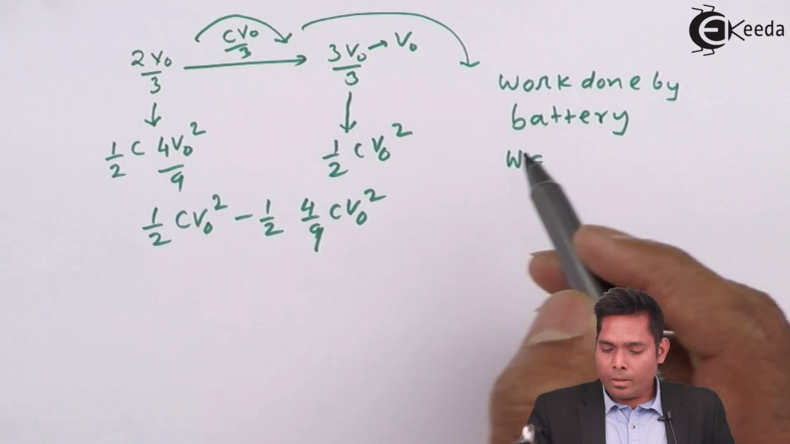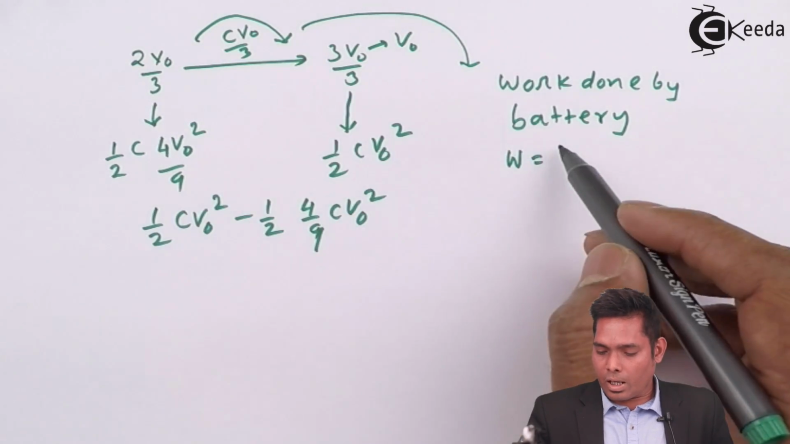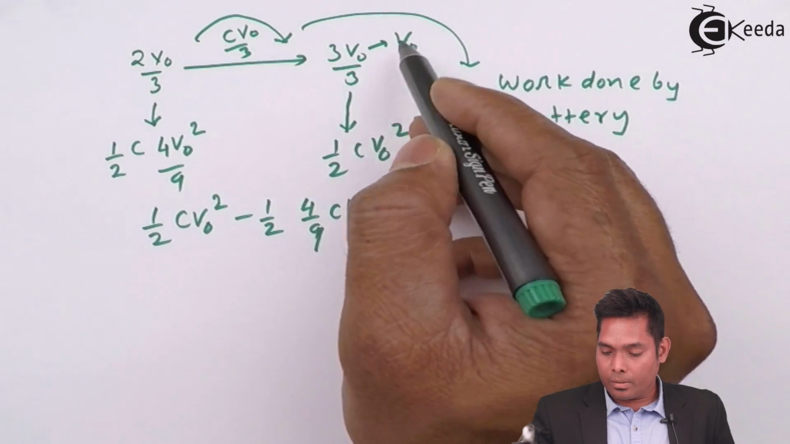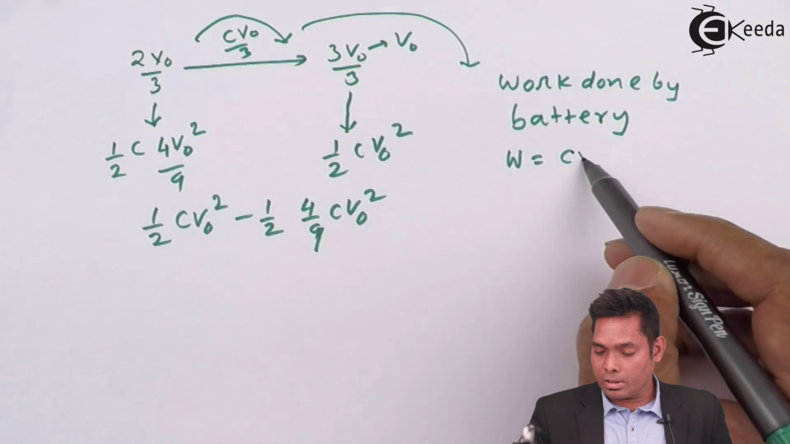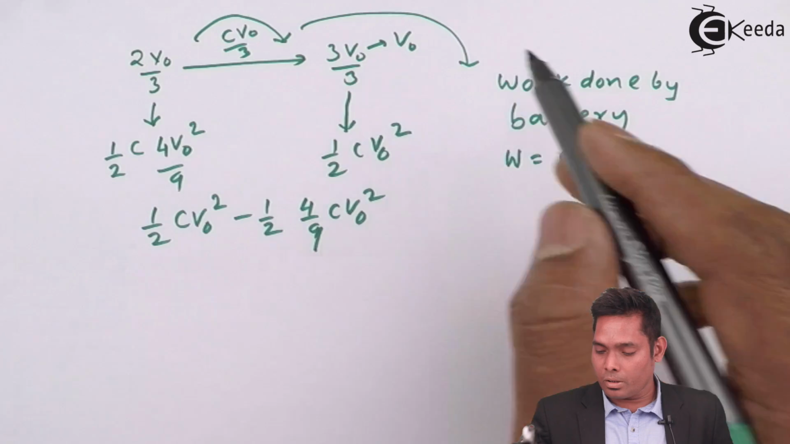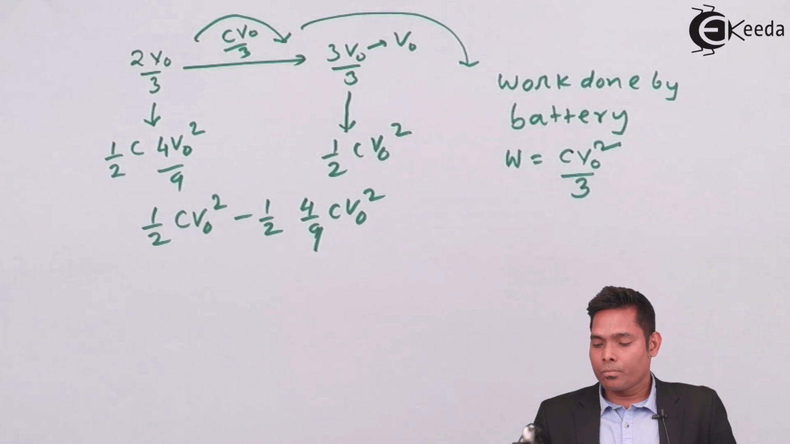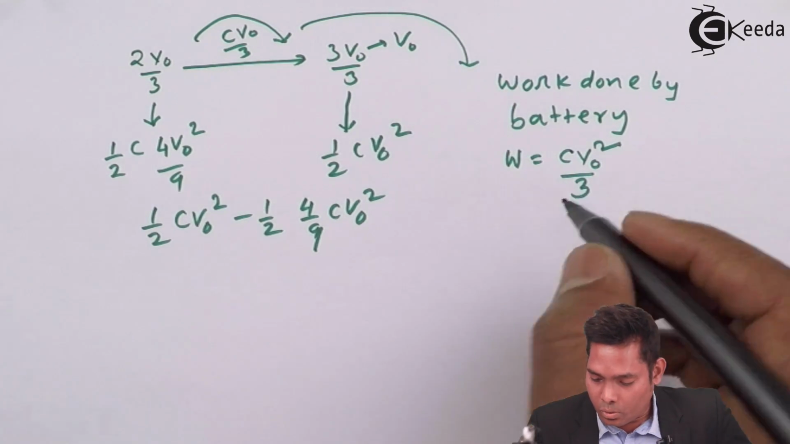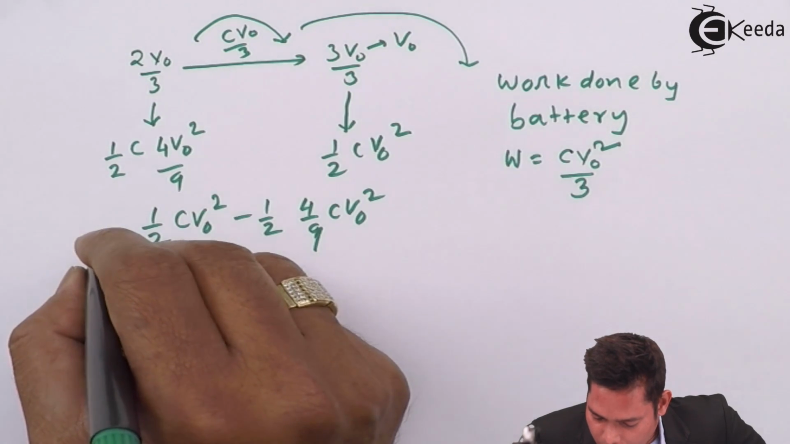is the charge, and the final is this one. The charge that is transferred is this, and the battery potential difference is V naught, so CV naught square by 3. So this is to this number.